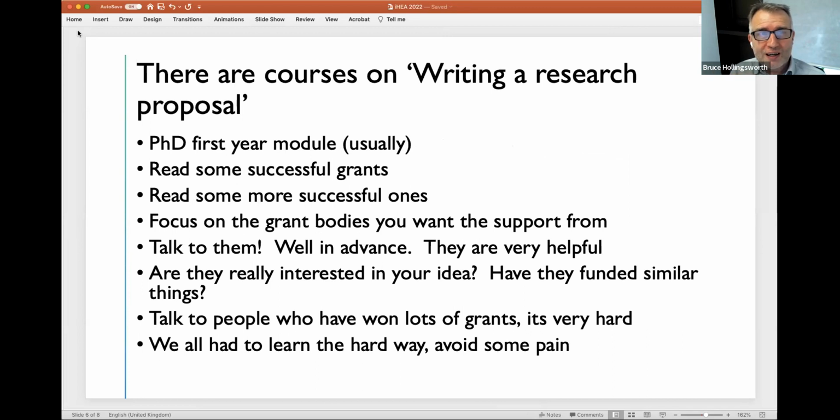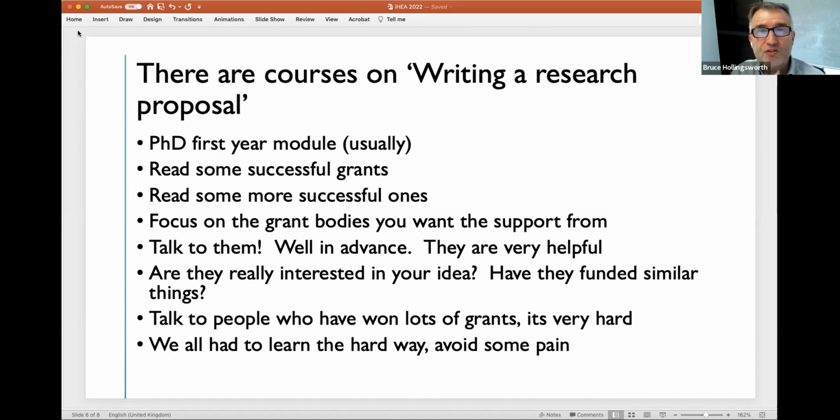Now, there are courses on writing a research proposal, and there are books written on this, and some of them are really good. If you're doing a PhD, your first year module will usually include something about how to do research. There'll probably be some sort of course at the uni or wherever you are about writing a successful research proposal. The best thing you can do, I think, is like doing exams, okay? It's like doing past papers. You would never go into an exam without having read the past paper and tried to answer the questions successfully and practiced.